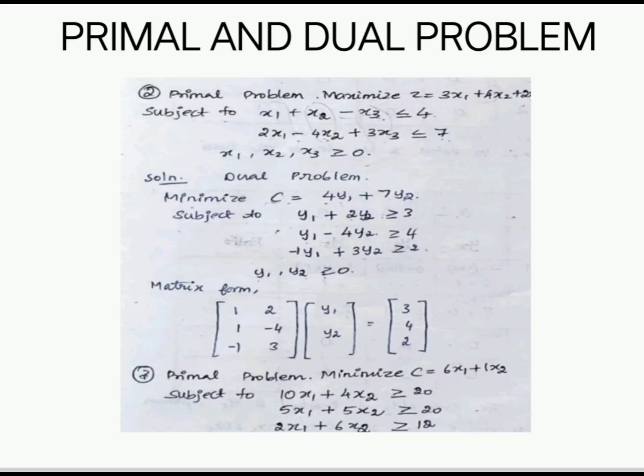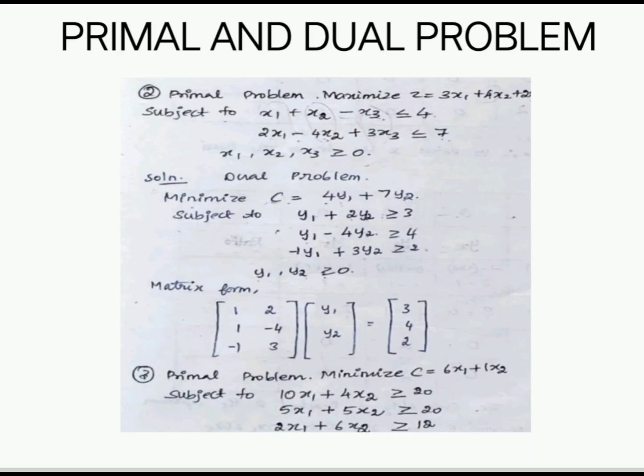Another example, primal problem is given as maximize z is equal to 3x1 plus 4x2 plus 2x3, subject to x1 plus x2 minus x3 smaller than or equal to 4, 2x1 minus 4x2 plus 3x3 smaller than or equal to 7, and non-negativity condition x1, x2, x3 greater than or equal to 0.